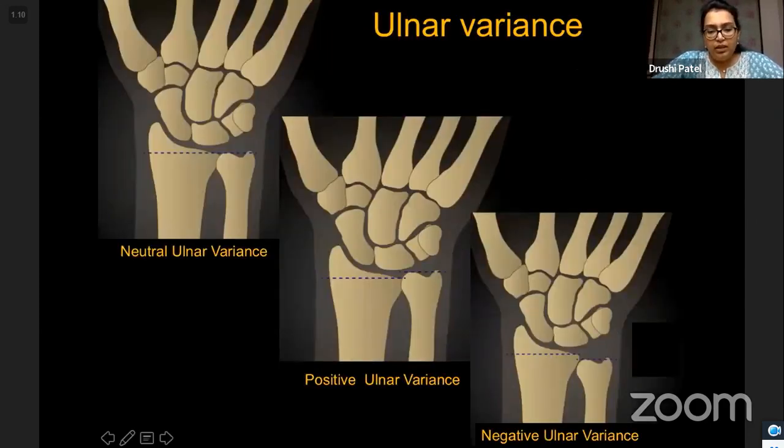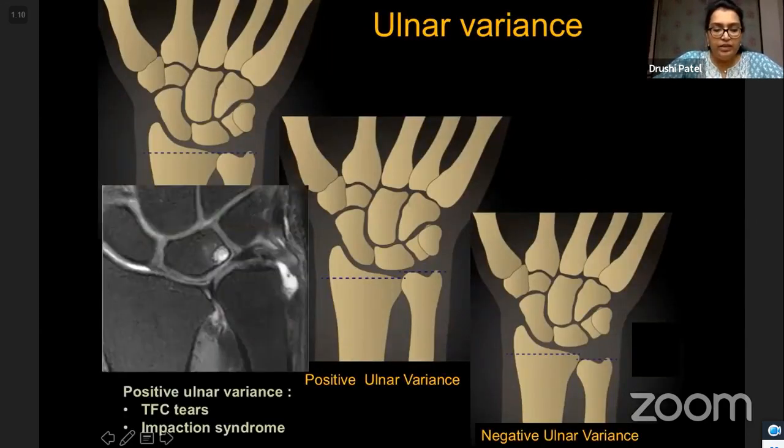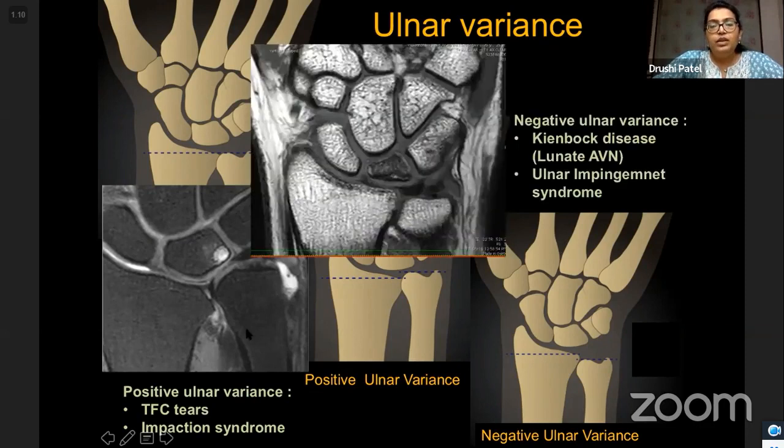Now we have seen this. So with positive ulnar variance, it is the TFCC tears and ulnar impaction syndrome or the abutment syndrome that is associated. Whereas with negative ulnar variance, it's Kienbock disease and the ulnar impingement syndrome that is associated. So now let's have a look at Kienbock disease.